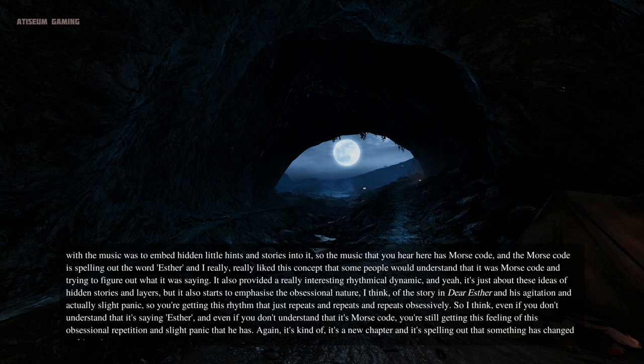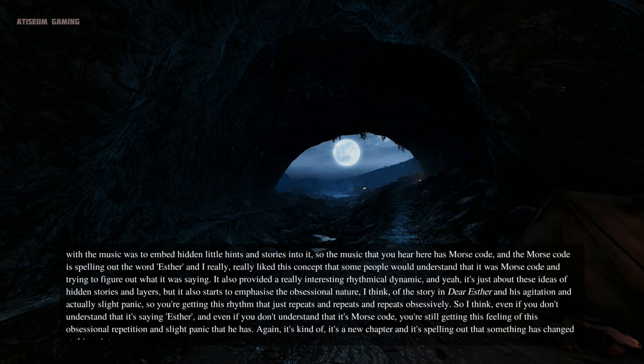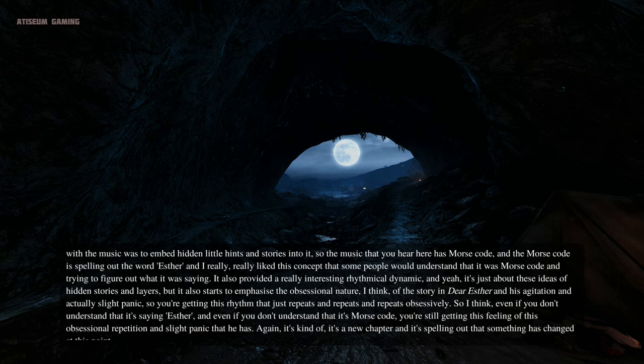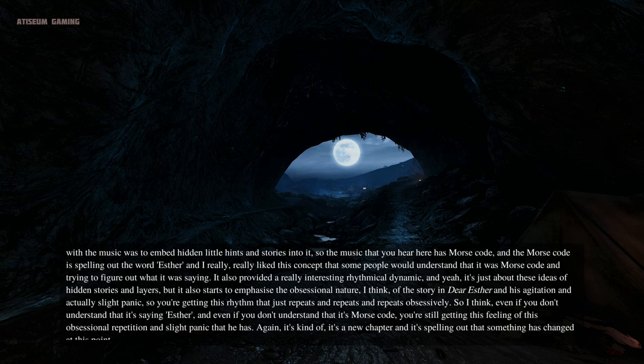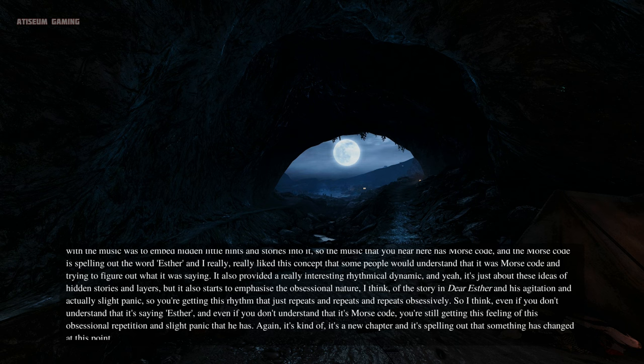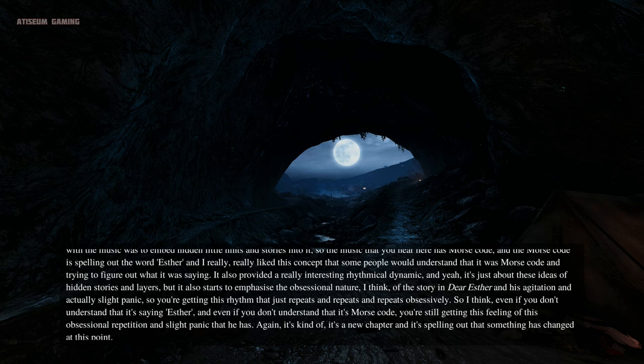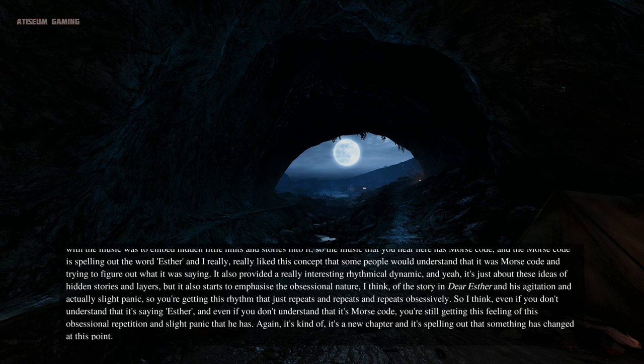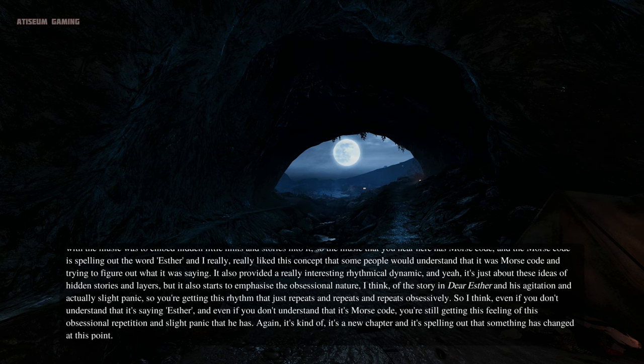So even if you don't understand that it's saying Esther, and even if you don't understand that it's Morse code, you're still getting this feeling of obsessional repetition and the slight panic that he has. And again, it's the new chapter, and it's spelling out that something has changed at this point.